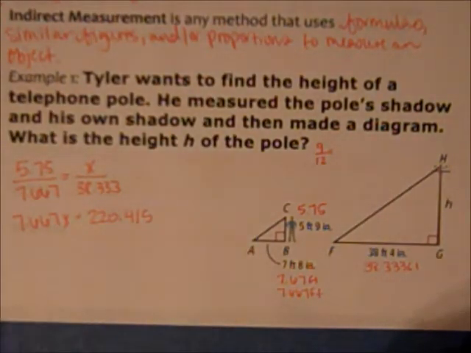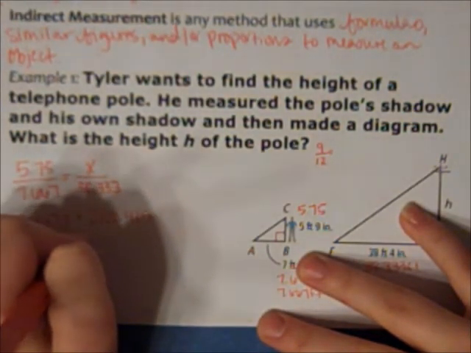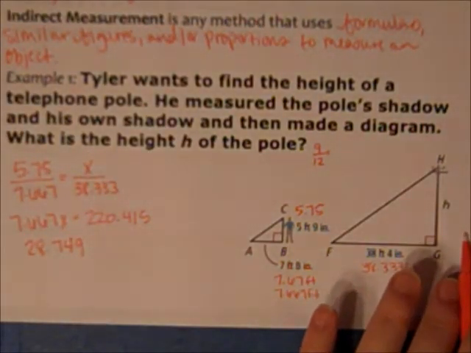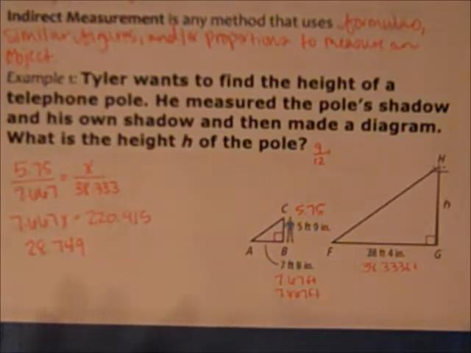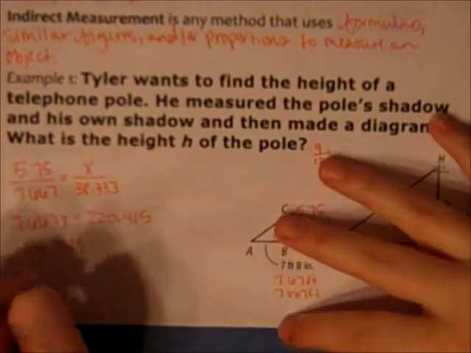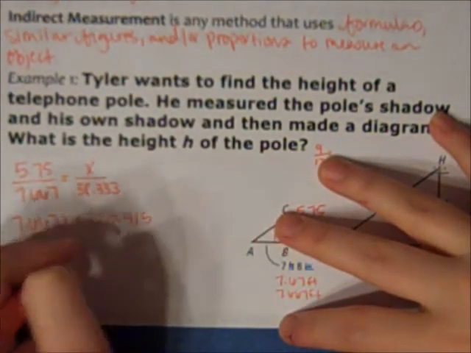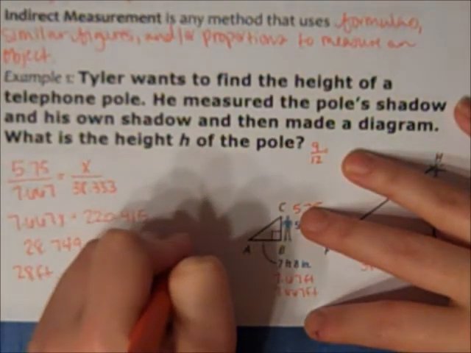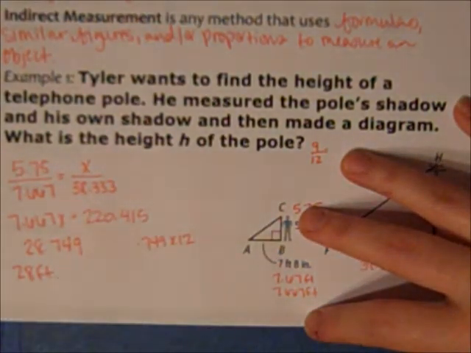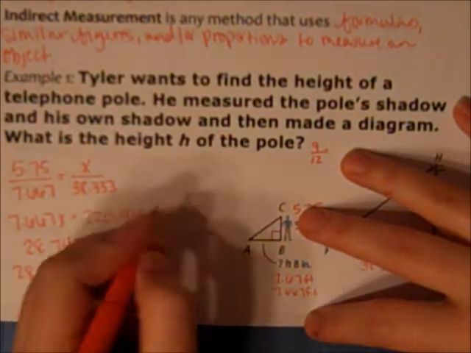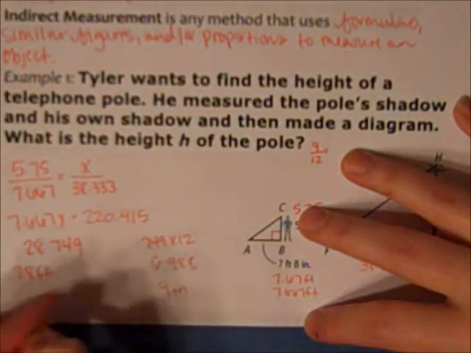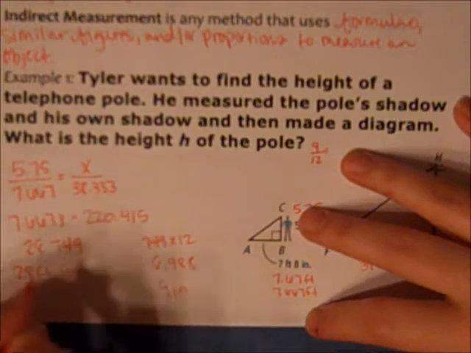220.415, and then divide that off. So this is 28.749. Now, so this is the height of the pole is 28.749 feet, but I need to change this back over into mixed units. So I know that it's going to be 28 feet. All I have to figure out is how many inches is this. So I'm just going to do 0.749 times 12, and I get 8.988. So I'm just going to call that 9 inches. So 28 feet, 9 inches.